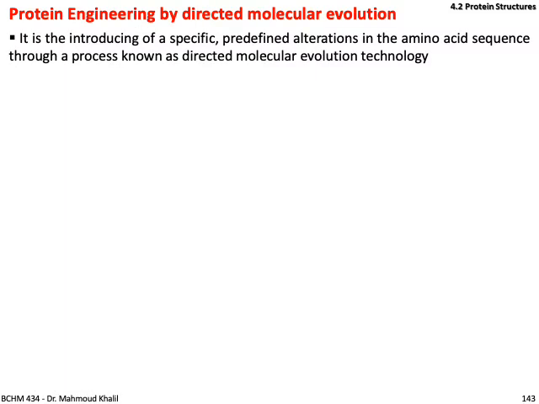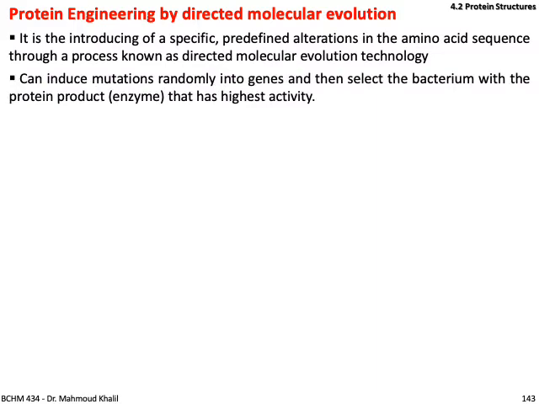Protein engineering by directed molecular evolution. It is the introduction of a specific predefined alteration in the amino acid sequence through a process called directed molecular evolution technology. It can induce mutation randomly into a gene and then select the bacteria with the protein product enzyme that has high activity. That means you do a mutation, as we said before, a single nucleotide mutation, and you check if this mutation will increase the activity of that protein.